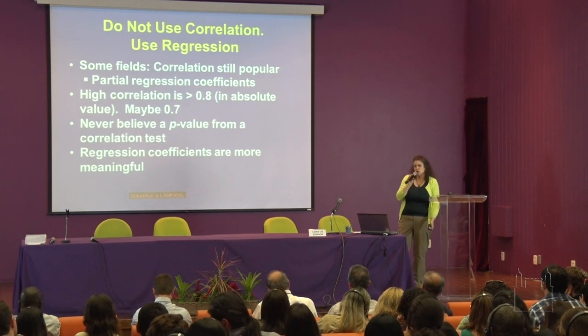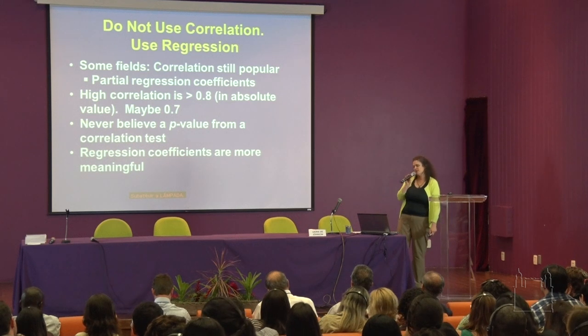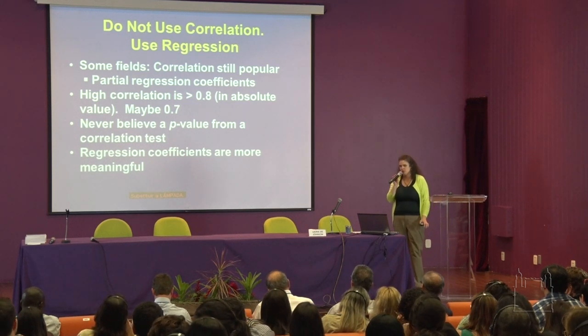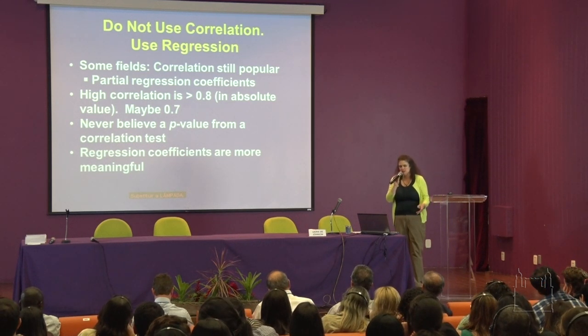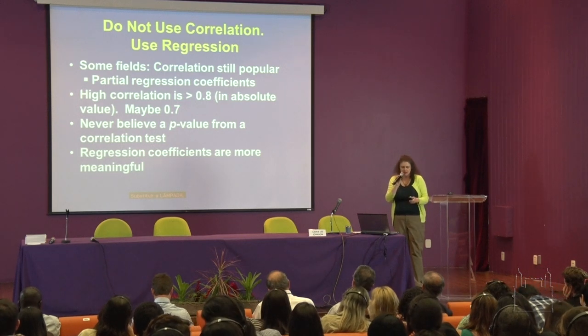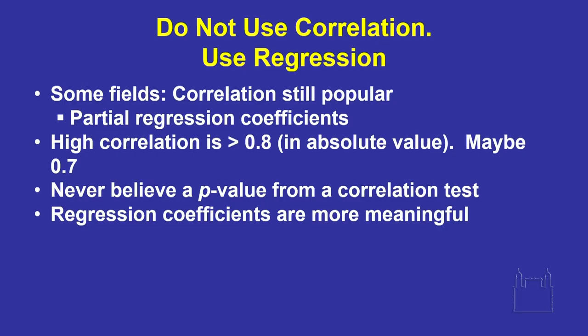Now, what is high correlation? Because you will see it. It's usually greater in absolute value than 0.8, sometimes 0.7. And never believe the p-value from a correlation test. You need the p-value to be significant and to see reasonable correlation on that point estimate. But really and truly, regression coefficients are just more meaningful.